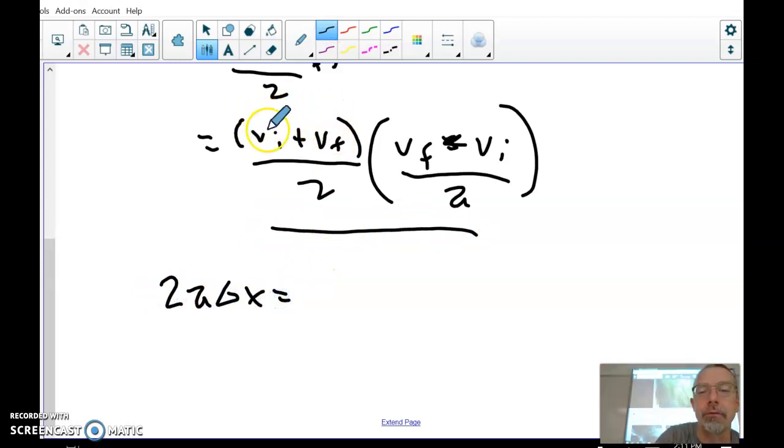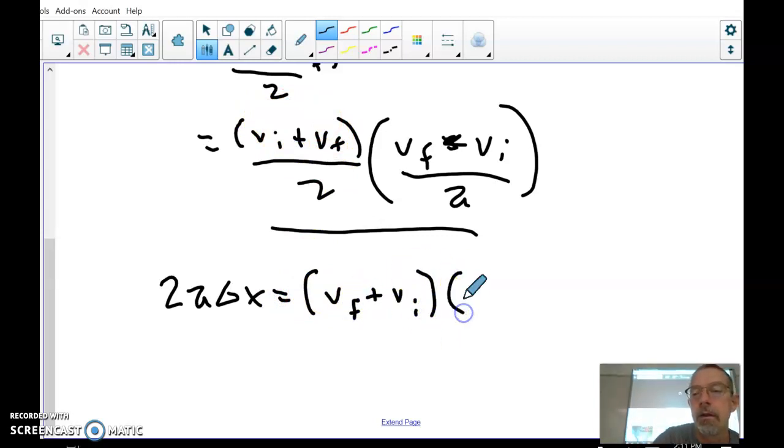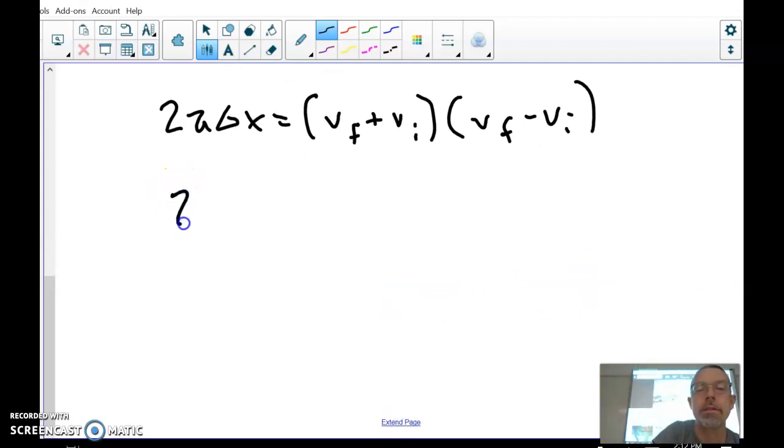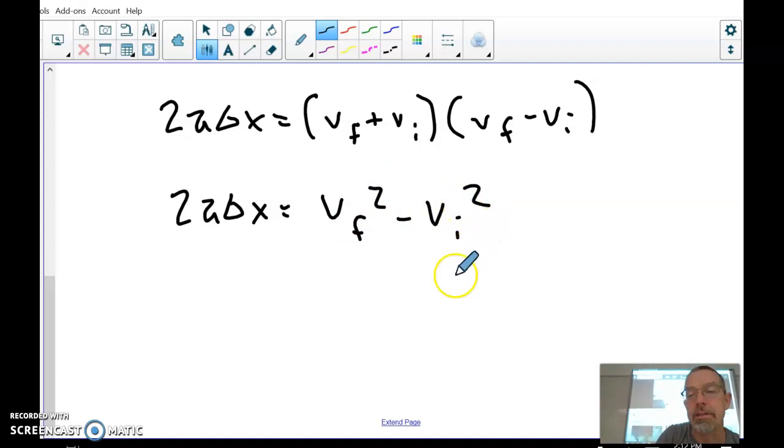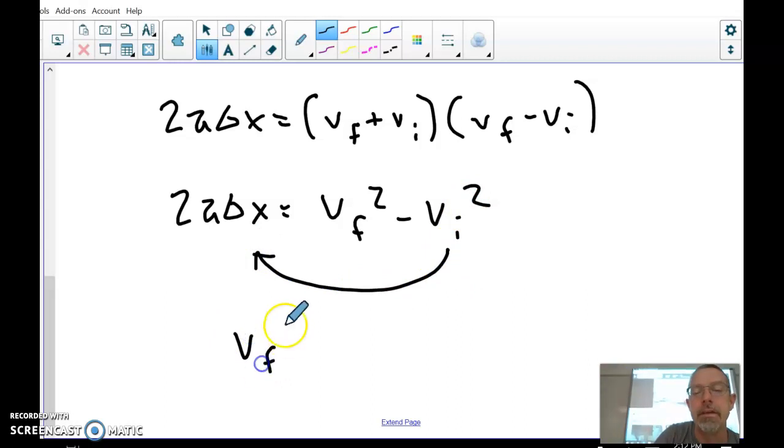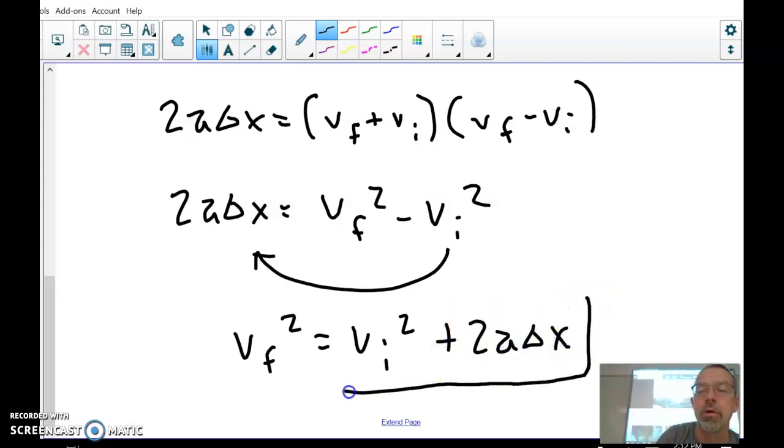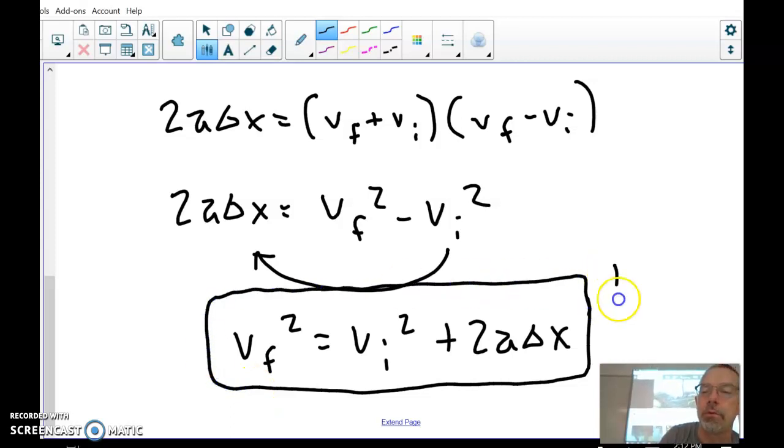and I'm just going to use the fact that I can reverse these two values, not any big deal, VF plus VI times VF minus VI. And you might notice here that this is actually going to be the difference between two squares. So I can say that 2A delta X equals VF squared minus VI squared. And now what I can do is I can toss this VI over on this side and just kind of flip-flop left and right, and I can say that VF squared, my final velocity squared, equals VI squared plus 2A delta X.